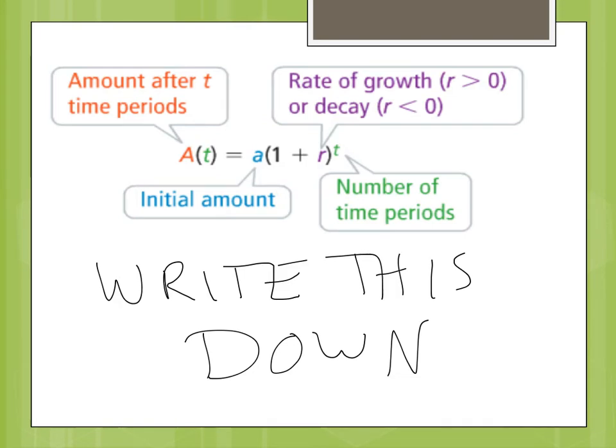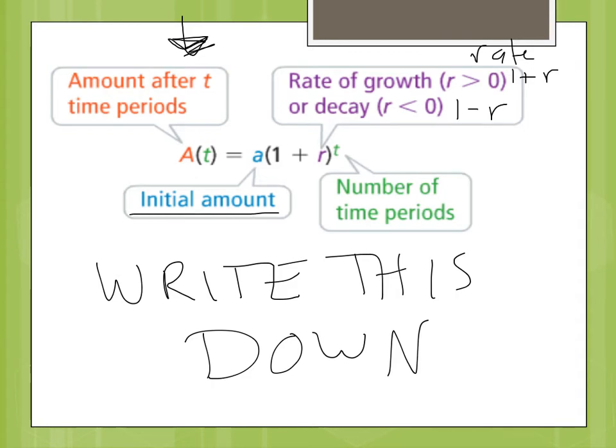A stands for the amount after your time. R is always going to be your rate, and it will tell you if it's growth or decay. If it's a growth, you're going to be adding that to 1. If it's a decay, you would be subtracting. So it depends on if it's growth or decay.